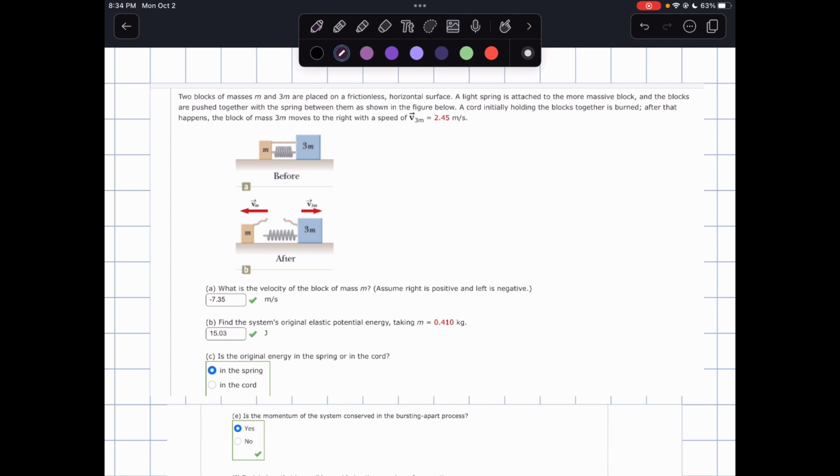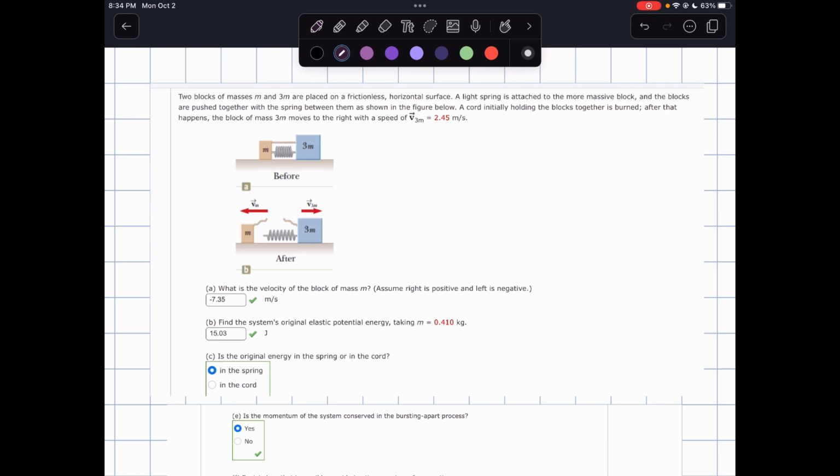Today we'll be working on momentum. Let's take a look at our problem. Two blocks of masses m and 3m are placed on a frictionless horizontal surface. A light spring is attached to the more massive block, and the blocks are pushed together with the spring between them, as shown in the figure below.